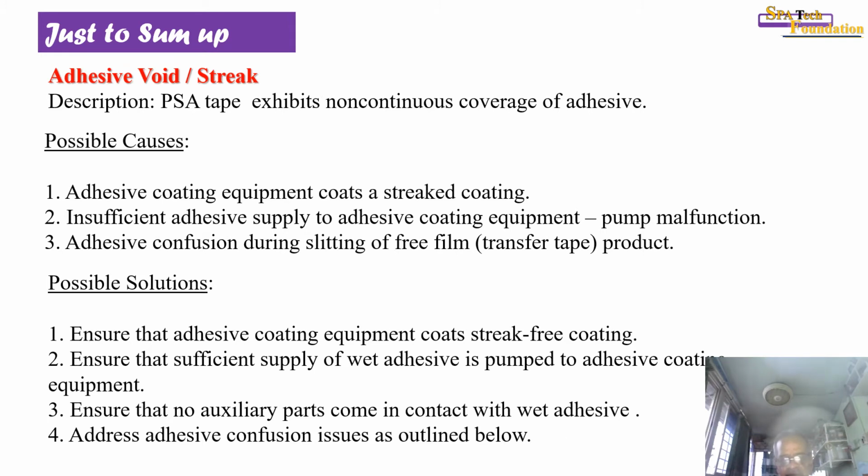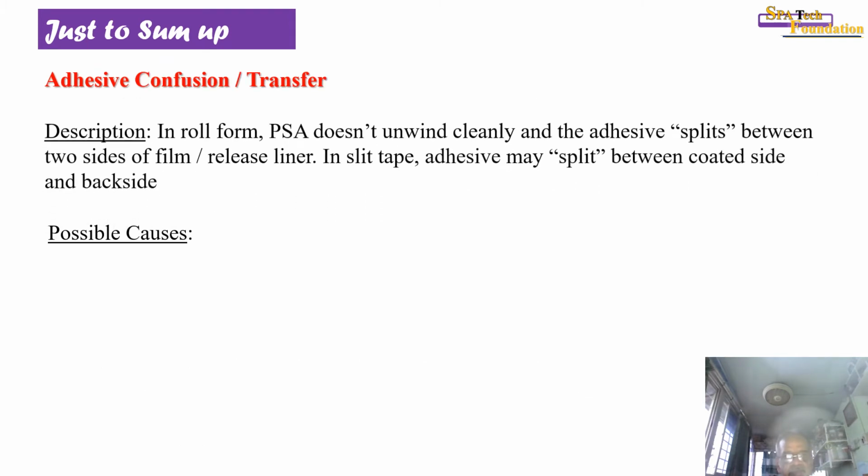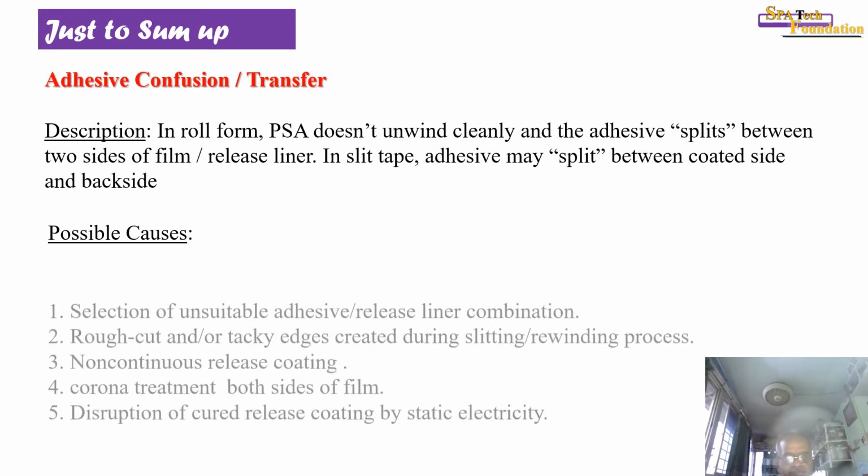Adhesive confusion means adhesive transfer. Adhesive doesn't understand on which side it should remain. That is why it is called adhesive confusion. Adhesive confusion or transfer: in rolled form, PSA does not unwind cleanly and adhesive splits between two sides of film and or the release liner. The slit tape adhesive may split between coated side and backside.